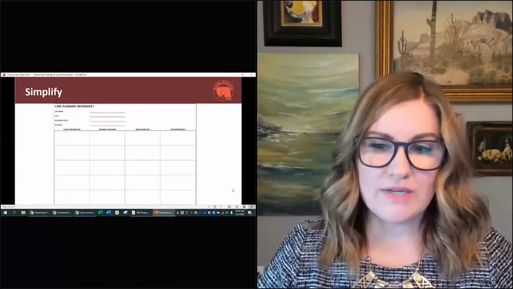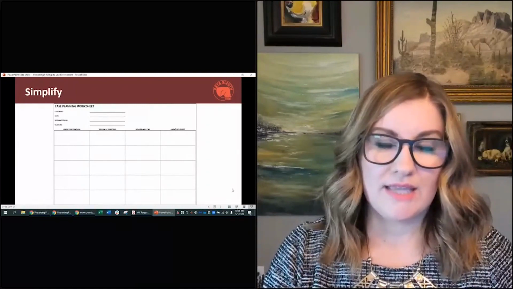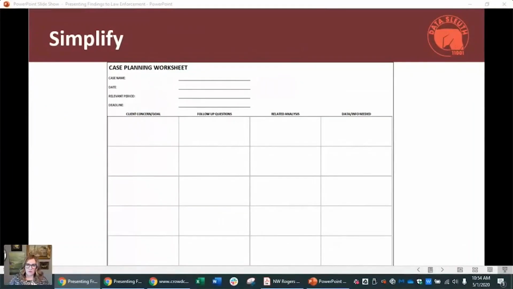One of the ways that we simplify our cases at Workman is we use something called a case planning worksheet. And actually, I'm going to make this bigger so you can see this. I've simplified this because it's actually part of our Be a Data Sleuth training. We do some activities using this. And I think that simplifying an investigation to present to law enforcement starts at planning.